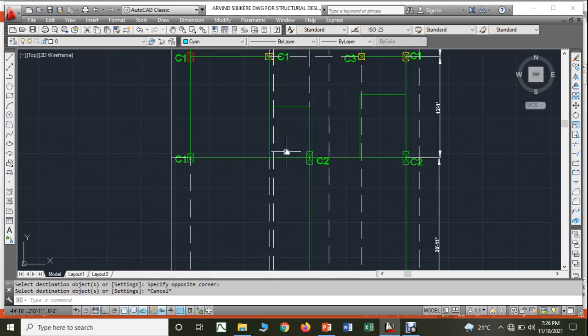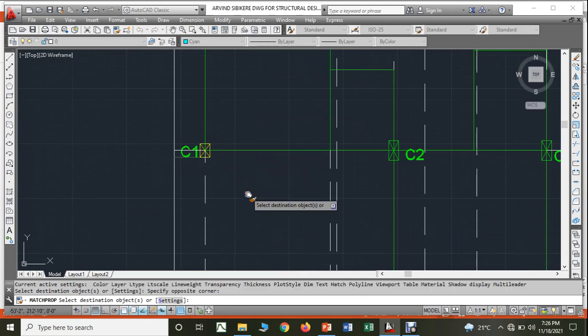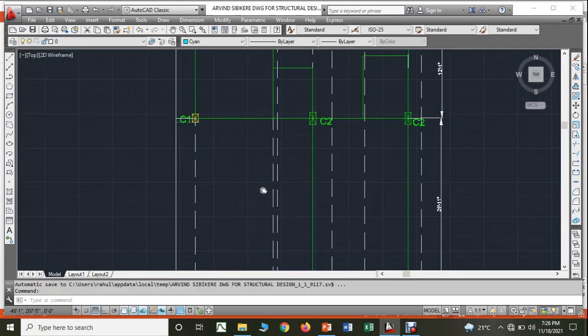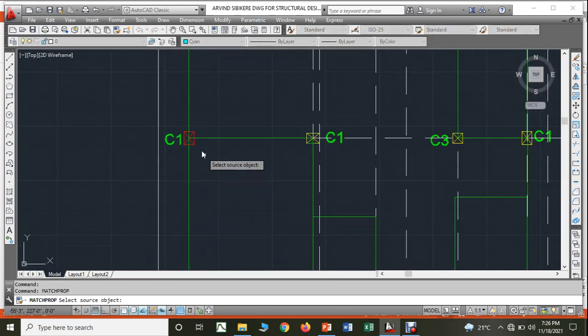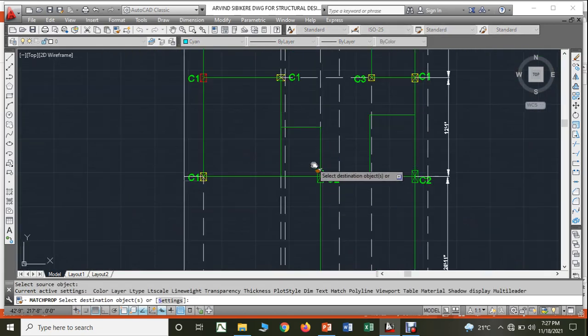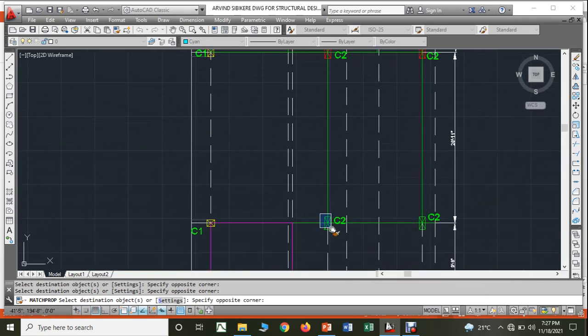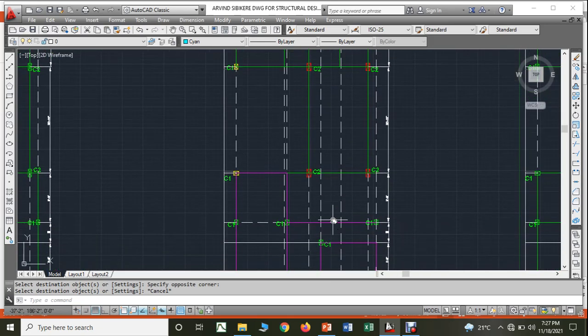Therefore what I will do, I will just match this one with this as well as with this. Whereas I will match the high load columns, this one with this, with this, with this and this with this, because it is very clearly evident that you have a very large beam of 20 feet, so therefore we cannot make them small.